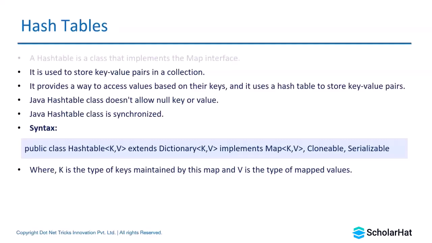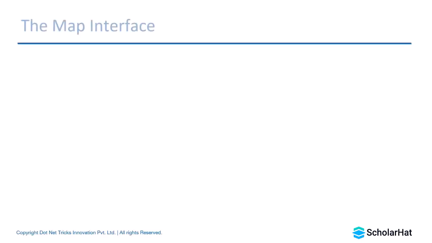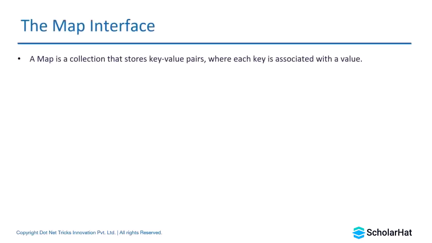So let's understand how this map interface further works. The map is a collection that stores values in a key value or dictionary fashion, where each key is associated with a value. Map is an object that stores key value pair elements. It contains unique keys, as the same key cannot have multiple mappings. That's what we call a key.